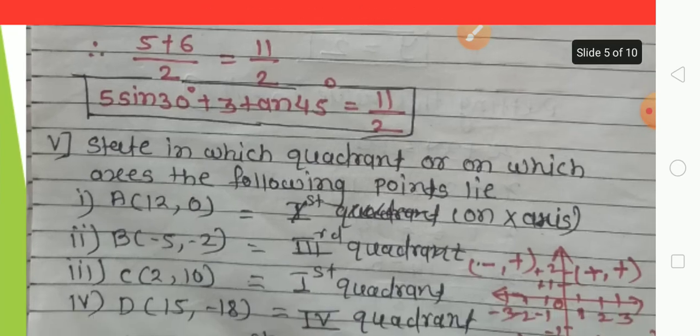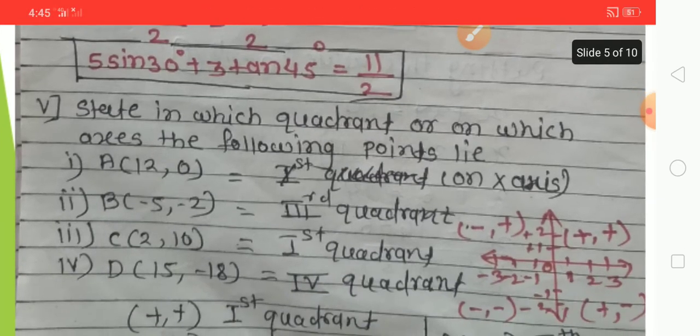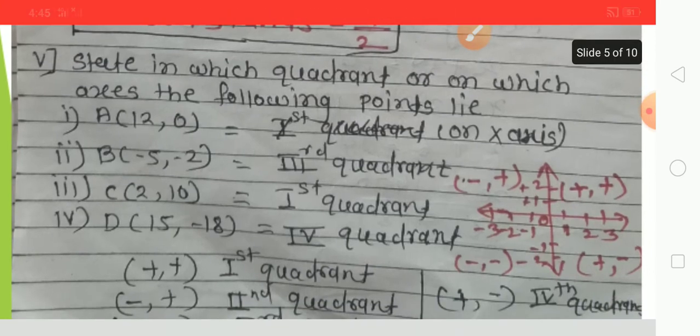State in which quadrant or on which axis the following points lie. A of 12, 0. 12 will appear on the x axis and 0 is at the origin. In the first quadrant, the first coordinate is the x coordinate and the second coordinate is y. So first, 12 is the x coordinate, so it will be on the x axis. There is a positive number and there is a 0. So on the x axis your point will come.